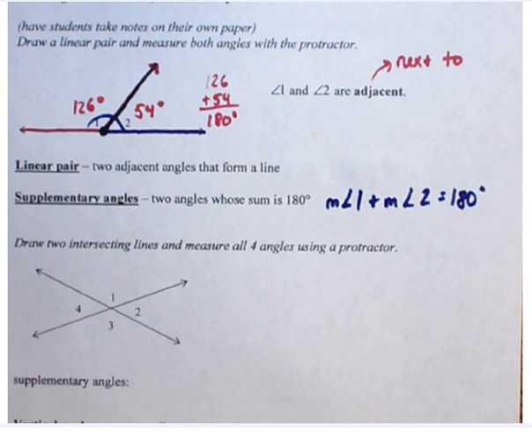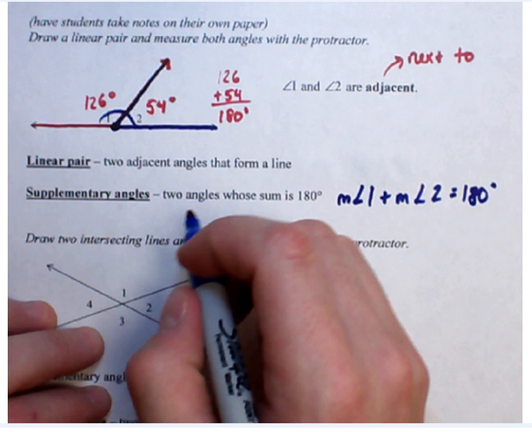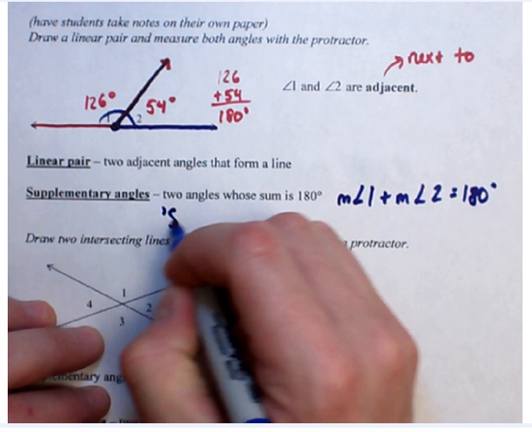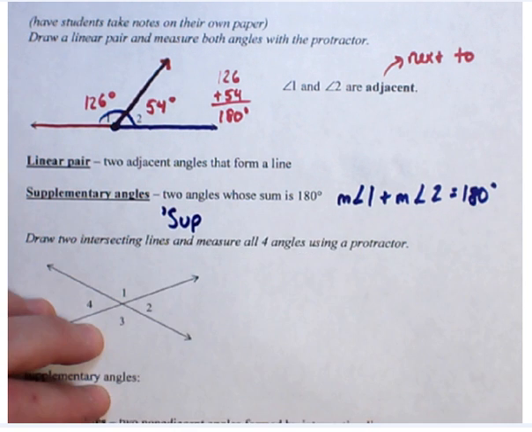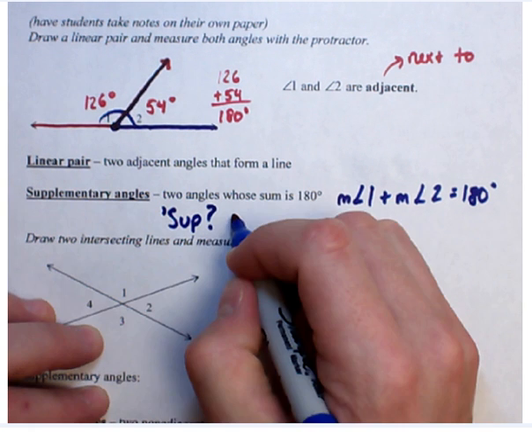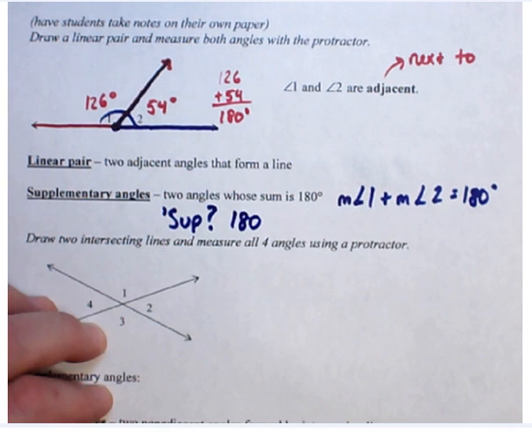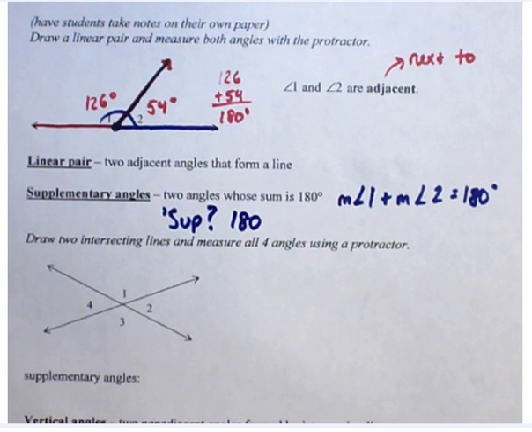That's supplementary. Okay, now, one of the ways that I remember this: next time you're walking down the hall and your friend comes up to you and says, "Sup?" with a question mark, all you have to do is answer 180. Supplementary angles. Sup? 180. That's your math joke for the day right there. Supplementary angles add up to 180.